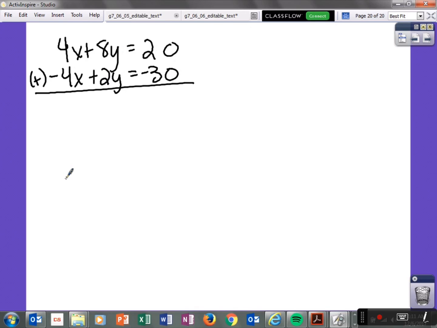Alright, so do y'all see anything up here that will eliminate? 4x and negative 4x. They are going to eliminate and make 0. Now, I can mark them out, but does that mean that it disappeared from the problem? No, it did not disappear from the problem. We're just marking it out to show that it went to 0. Alright, and now we do this part. 8y plus 2y is 10y. 20 plus negative 30 is negative 10.